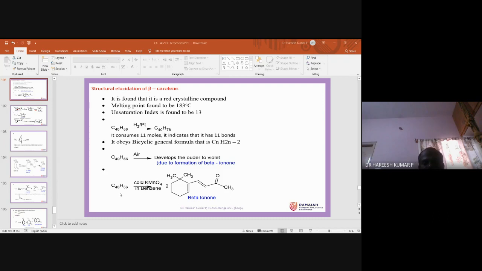So what will happen? There will be an oxidation by KMnO4. You know that KMnO4 specifically attacks the double bond, thereby leading to the compound called beta ionone. More particularly, beta ionone is formed as two equivalents. It indicates that these two equivalents may join and form beta carotene. So when beta carotene is treated with cold KMnO4 in benzene, it gives two molecules of beta ionone, indicating that two molecules of beta ionone can join to form beta carotene.